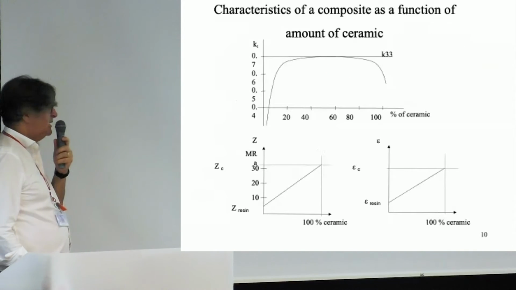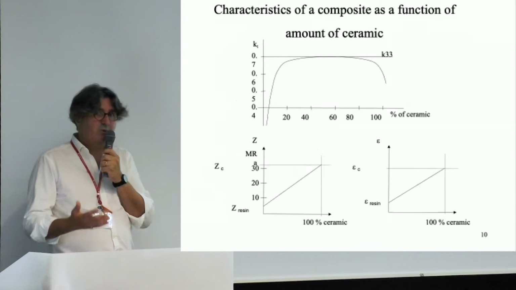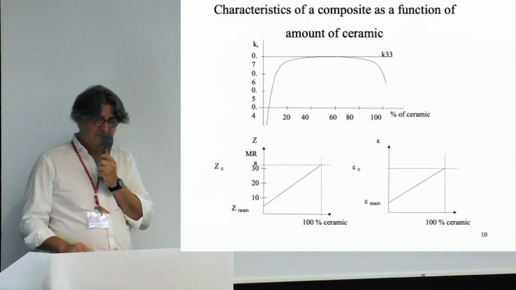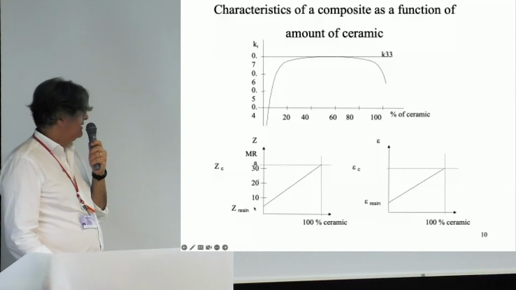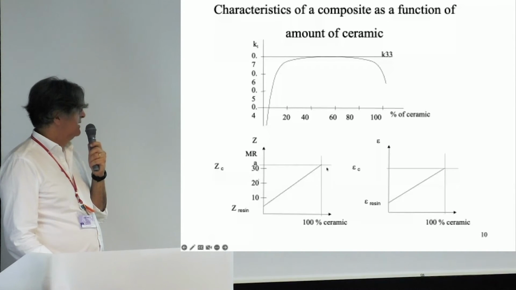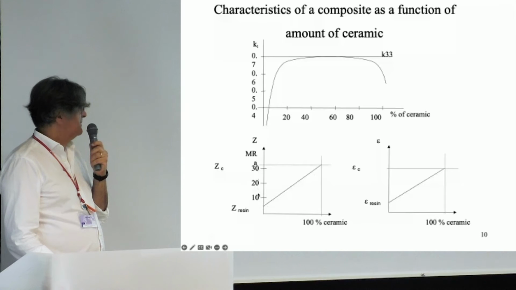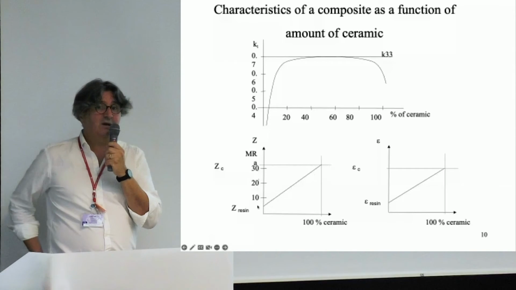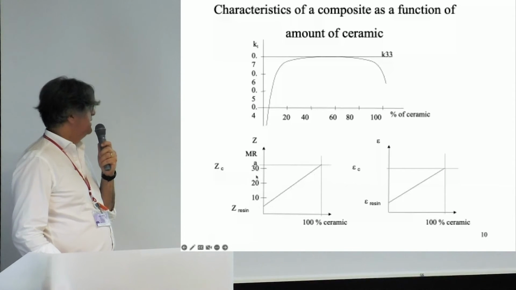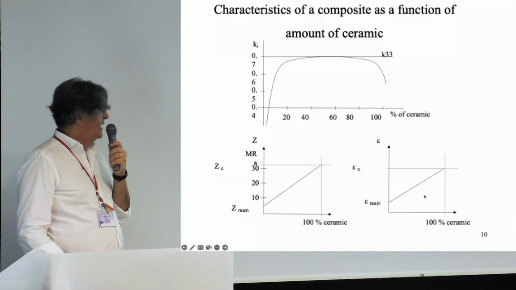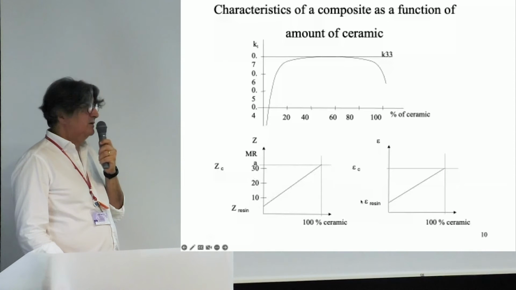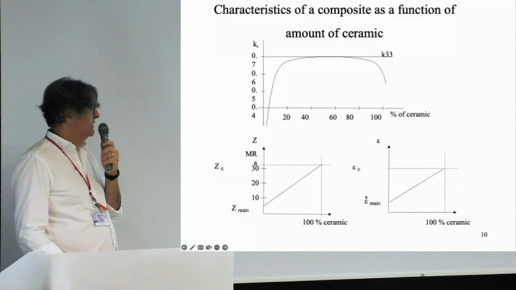And what is interesting here is that if you look at the properties of these composite materials, even if you look at the volume fraction, the impedance varies between that of the resin and that of the ceramics. Typically for a resin it is 4 megarayls, and for a ceramic it is 33 megarayls. So you can make materials with 12 megarayls without any problem. And the epsilon is a compromise between that of the ceramic and that of the resins.